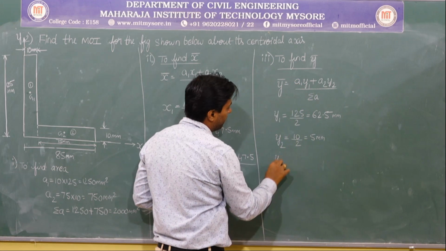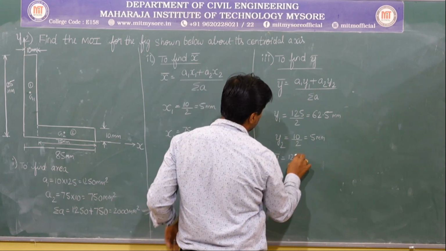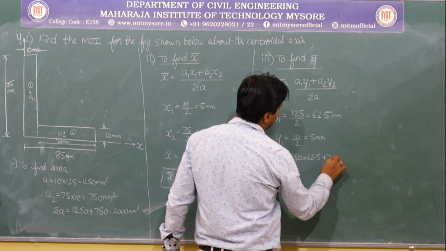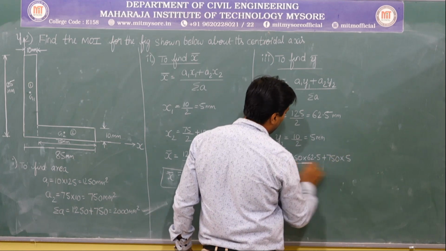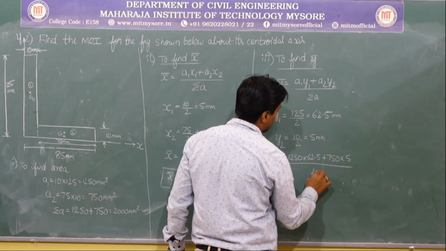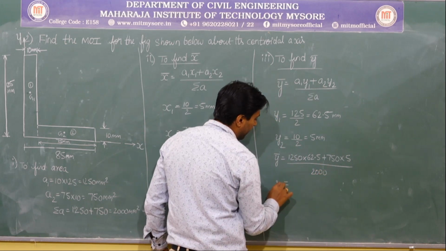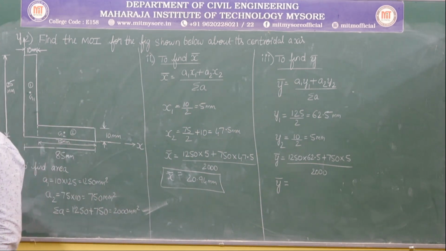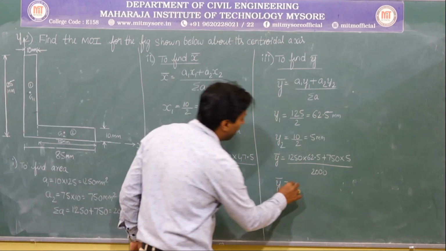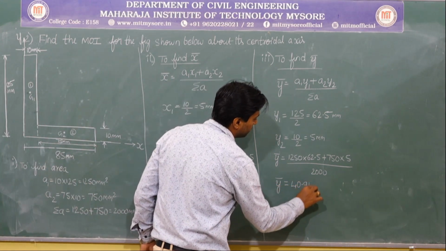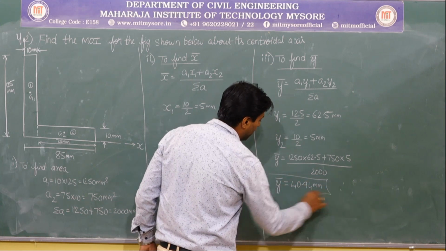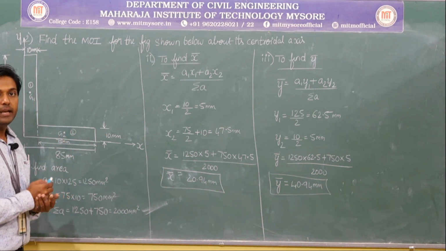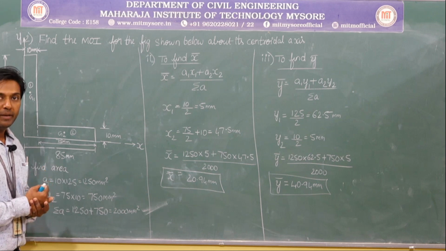So what will happen to y bar now? Therefore y bar is equal to A1, 1250, into y1, 62.5, plus A2, 750, into y2, 5 mm, whole divided by sigma A, 2000. After solving it, the y bar value is 40.94 mm. The first thing we need to do is mark the x bar and y bar values in the main diagram.